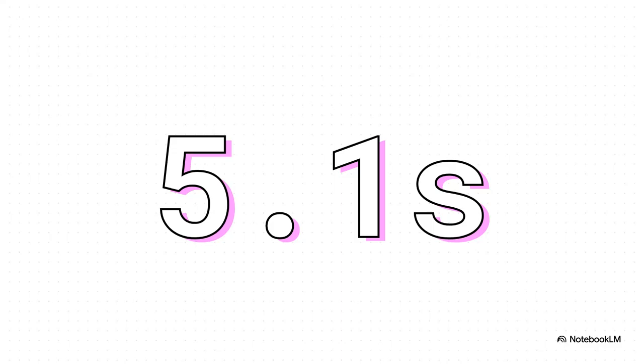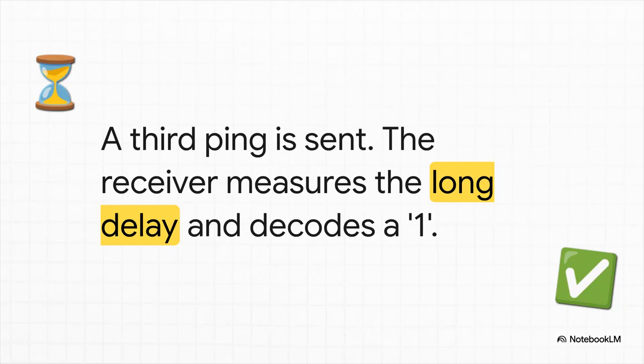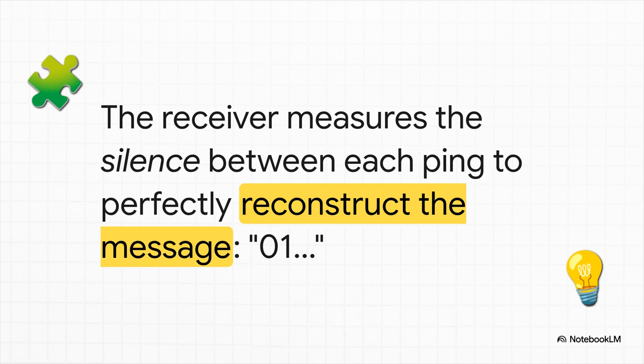So what's next? The next digit in our binary message is a 1. So this time, the sender waits for a noticeably longer period, let's say just over 5 seconds. And then that third ping is sent. Again, to anyone monitoring, this just looks like a bit of random network lag, nothing to see here. But the receiver, they measure that delay, see that it was a long one, and they jot down a 1. And that, right there, is the core idea.